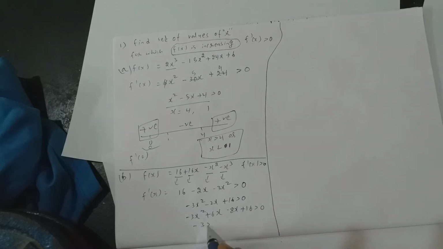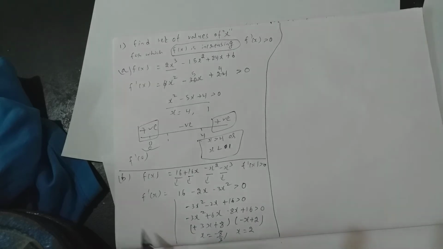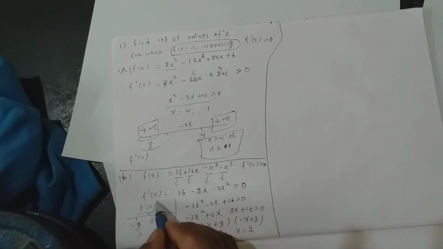So I get minus 3x plus 8, no, it's plus 3x plus 8 I get, and over here minus x plus 2 I get. So values of x that I get are 2 and the other value here is minus 8 by 3. Okay, so number line minus 8 by 3 and 2, in between them 0. So how much is my f dash? 0. If I place in this, I get a positive result.